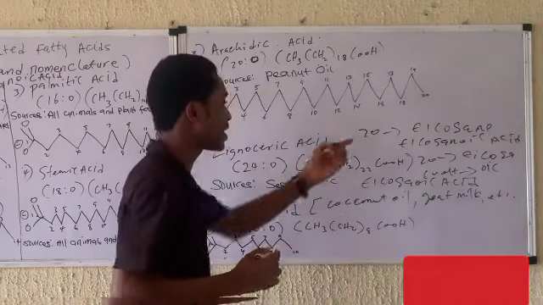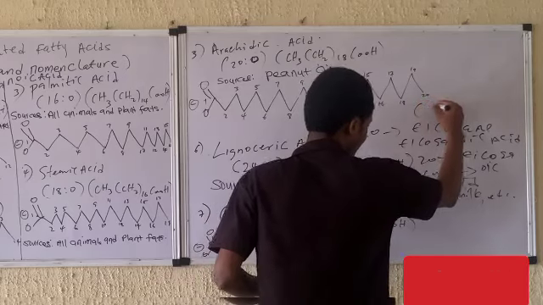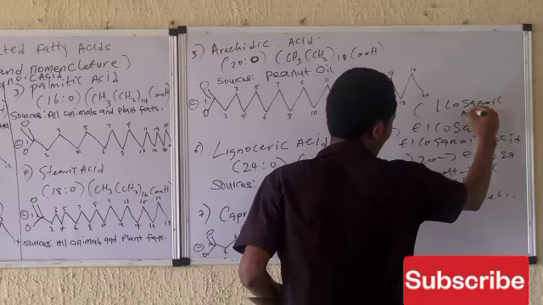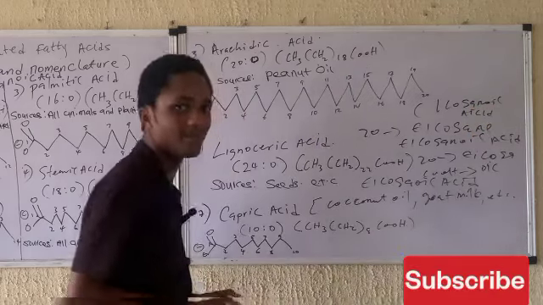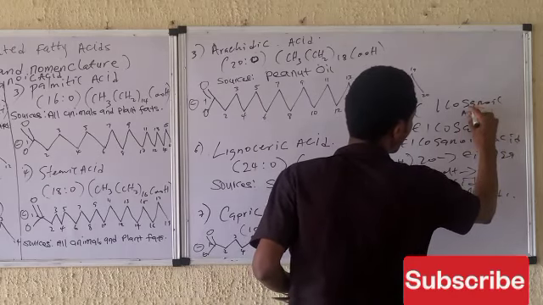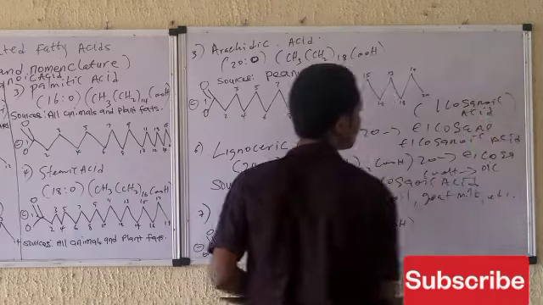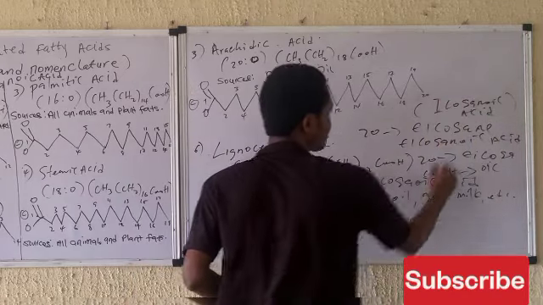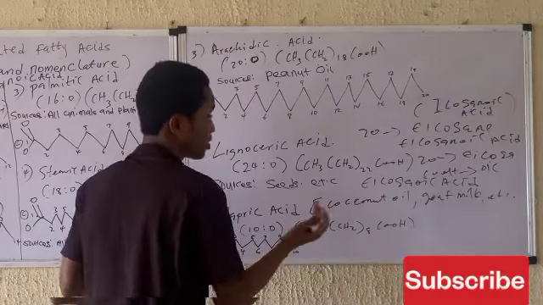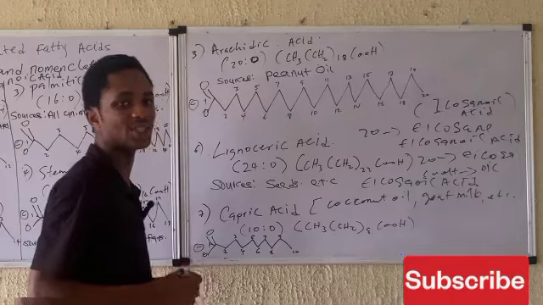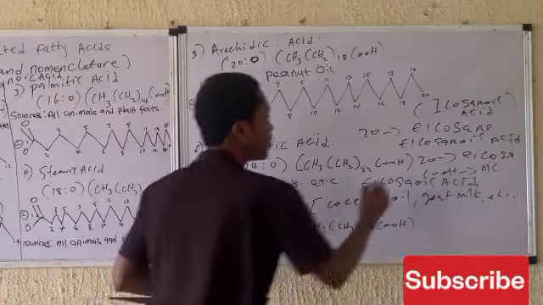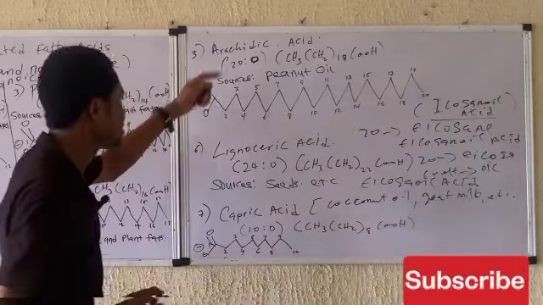But recently, the new name of this acid is now icosanoic acid. Before it was eicosanoic acid, but now it is icosanoic acid. So this is now the validated name for arachidic acid.